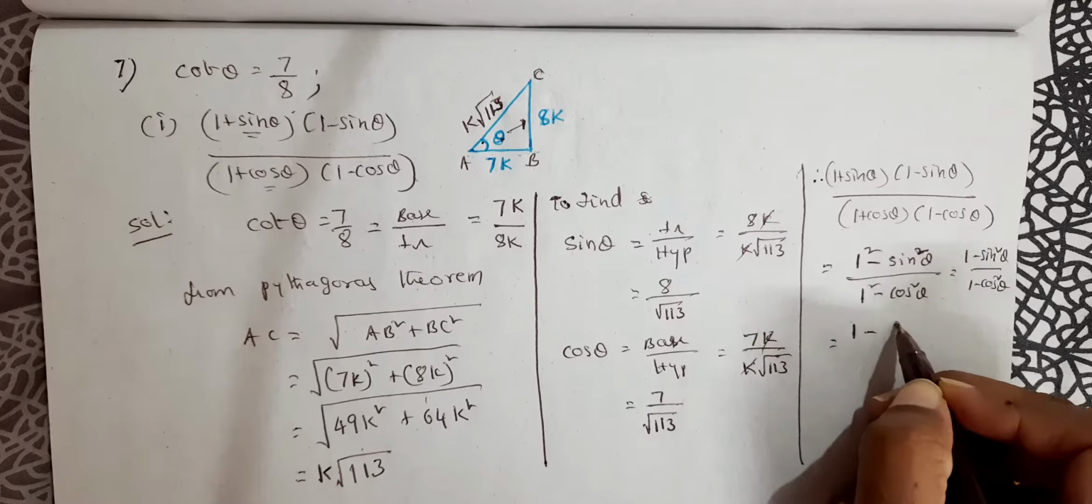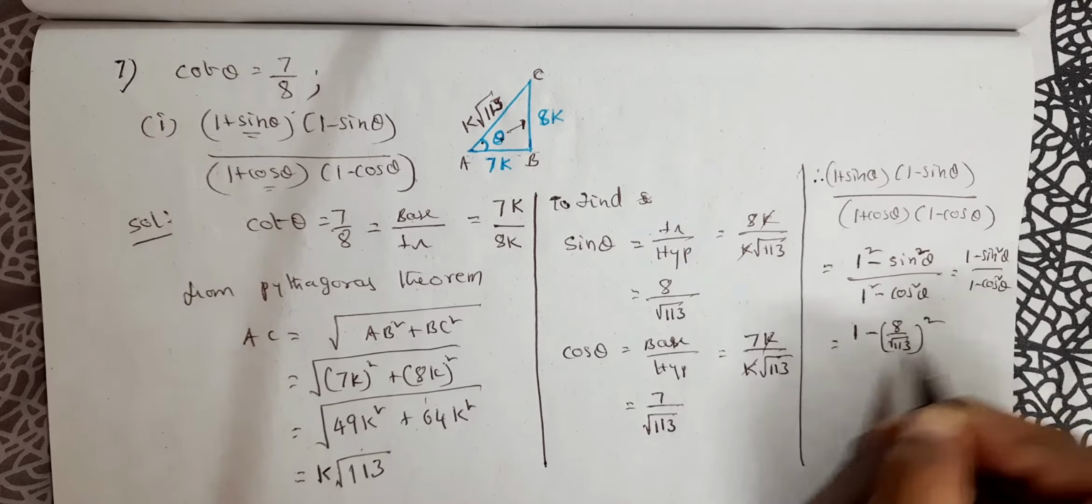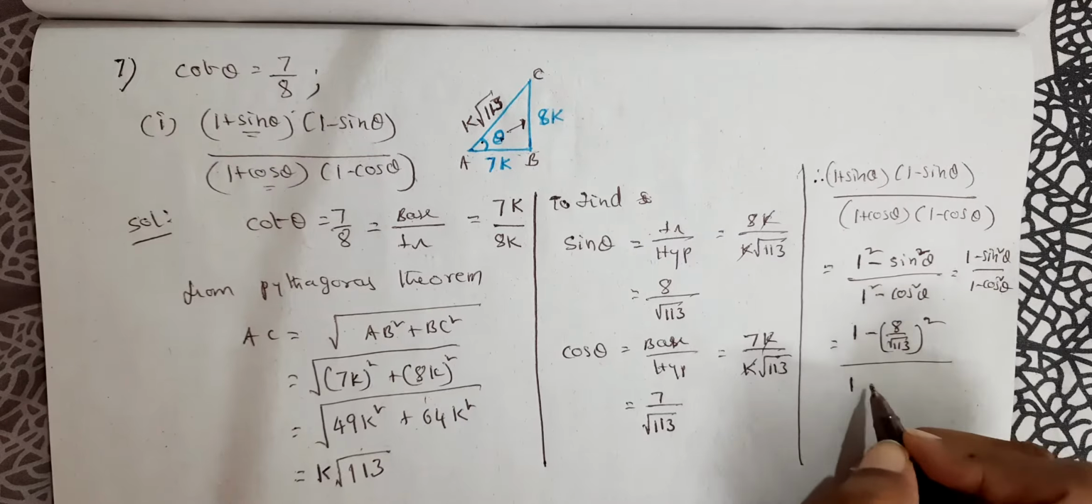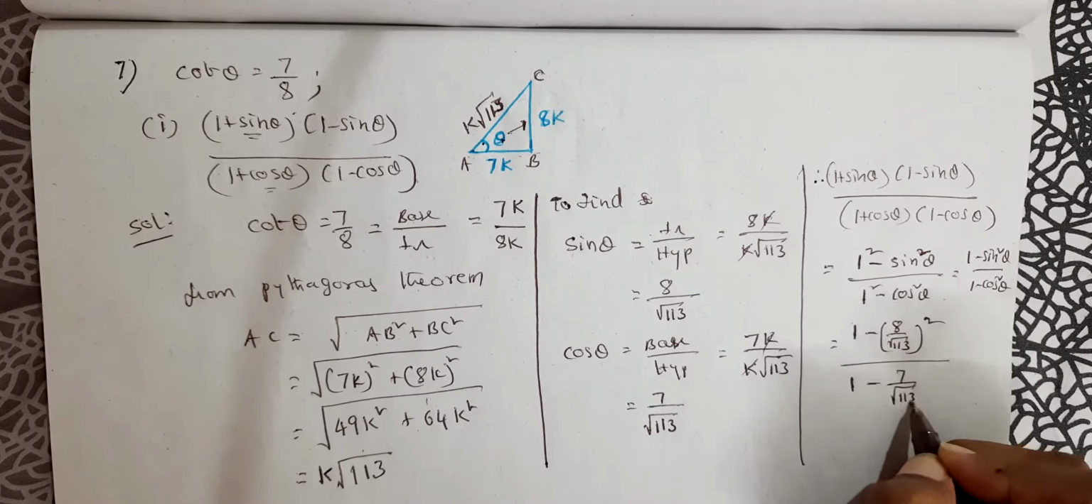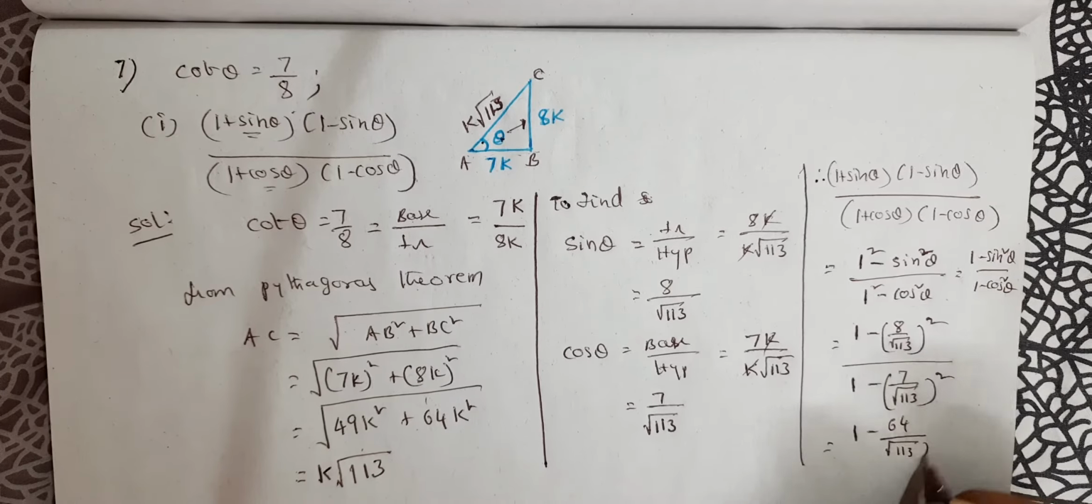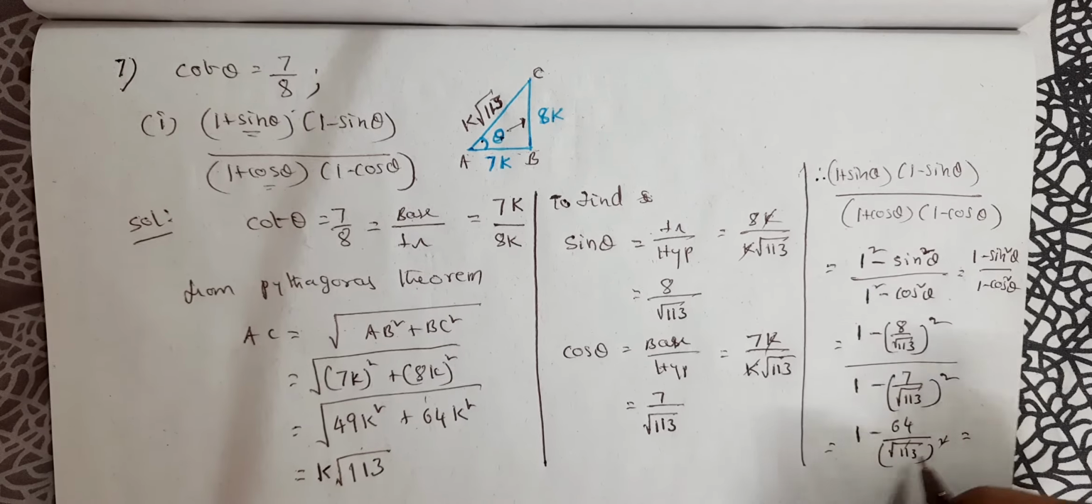So I will substitute it here as (8 by square root of 113) whole square divided by 1 minus (7 by square root of 113) whole square. So now what will it become? 1 minus 8 square is 64, divided by (square root of 113) whole square. Now square and square root will get cancelled. So therefore I will take the LCM now. It will become (113 minus 64) by 113.